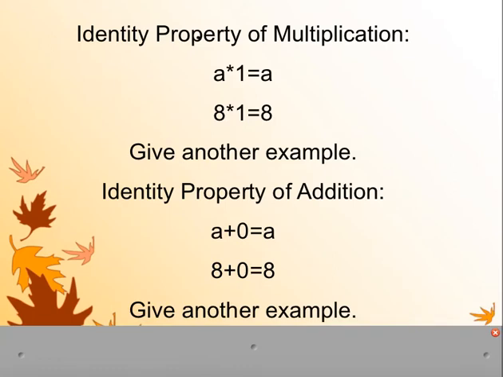Okay, so we have our identity properties of both multiplication and addition again. So remember, commutative property, associative property, identity properties are all with multiplication and addition. All right. Lastly, we have 0 properties.